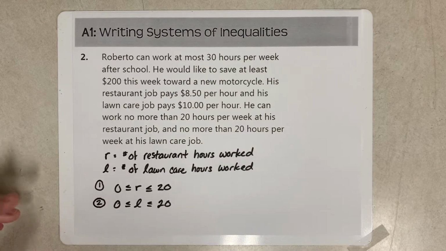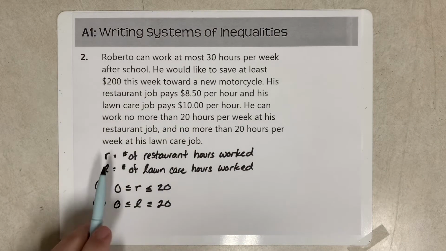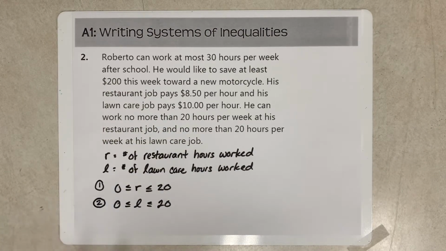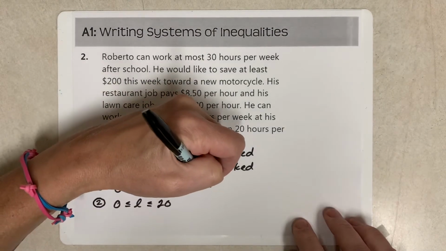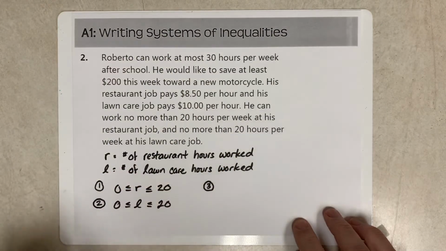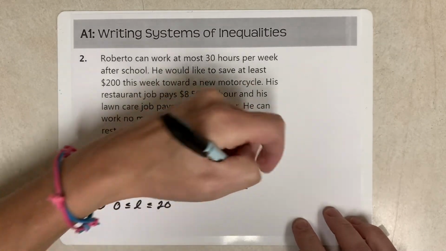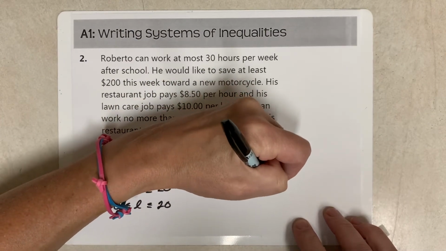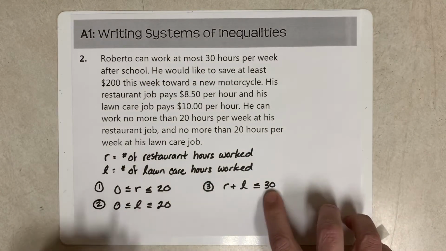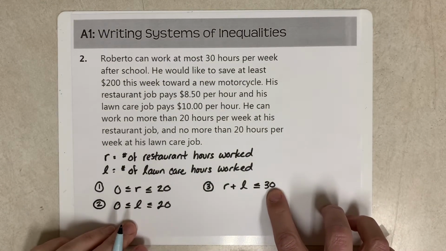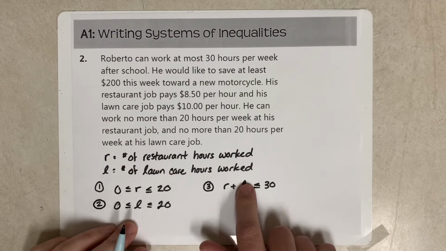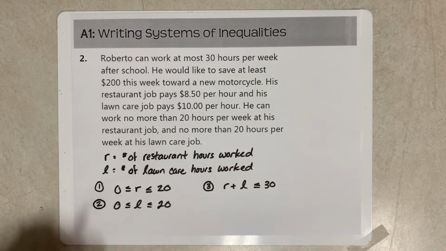Now we have some other things going on. He can work at most 30 hours per week after school. So if you add R and L together, whatever that sum is, it has to be at most 30. And so to write that, there's a third one we have to write. And that can be written as R plus L has to be less than or equal to 30, because that is no more than 30, right? He could do 30, but the sum of these two jobs has to be less than or equal to 30.